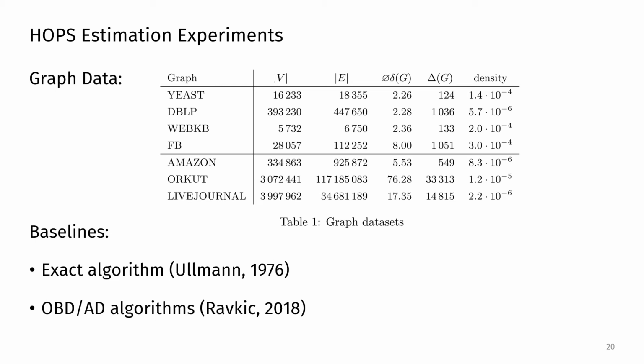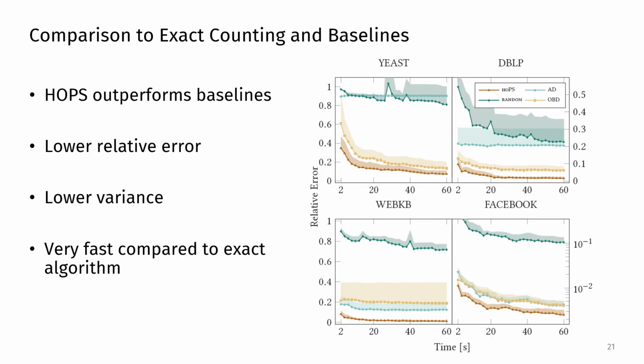We also want to estimate the runtime of our algorithm on very large graphs where the exact algorithm is not applicable anymore, and also where the Rafkic approaches fail. So for that we have picked 3 very large graphs and report runtime results as well. But let's first look at the accuracies.